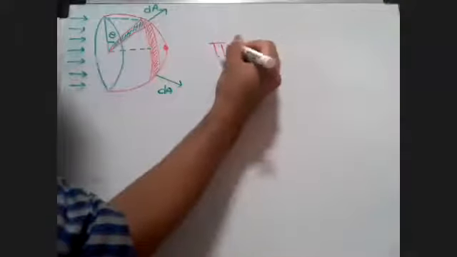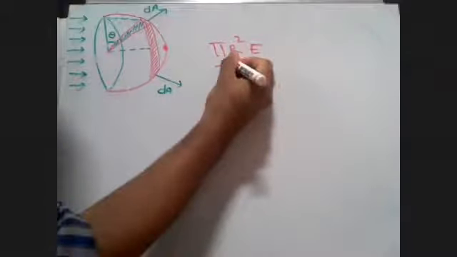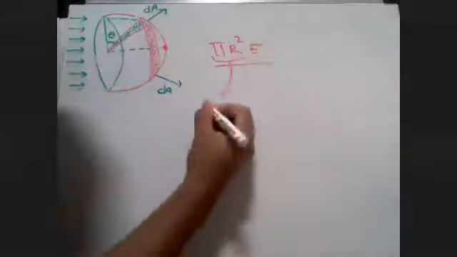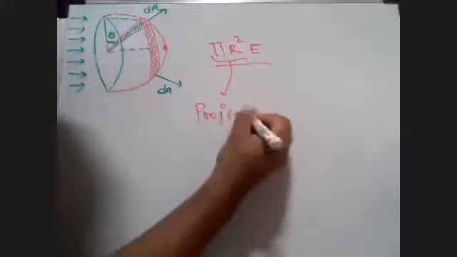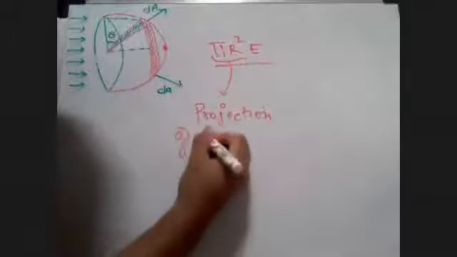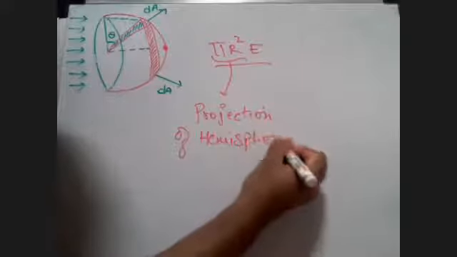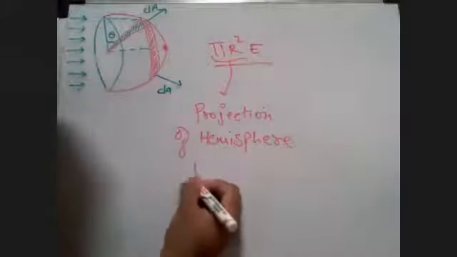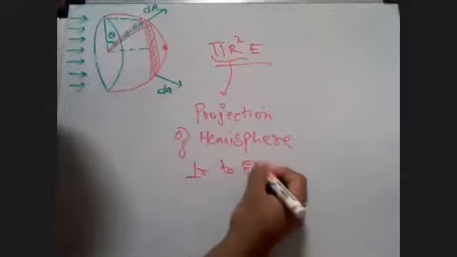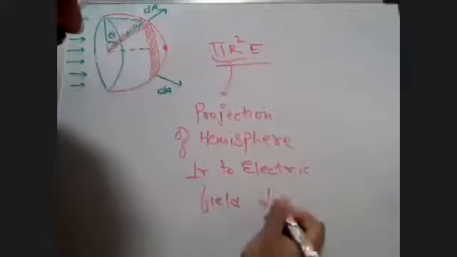So it's going to be pi r square E. Okay, what is pi r square? It is the area of the circle, the projection. But it is projection of what? Projection of the hemisphere, but in which direction? Perpendicular to the electric field lines. So perpendicular to the electric field lines.